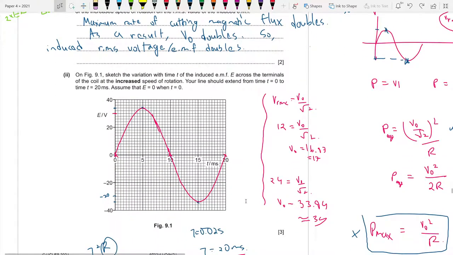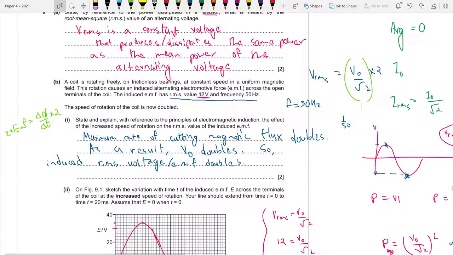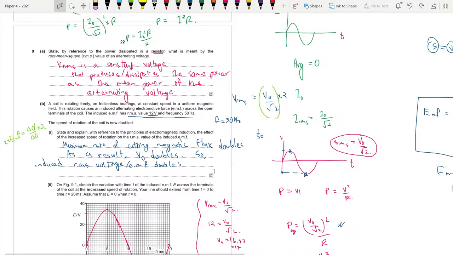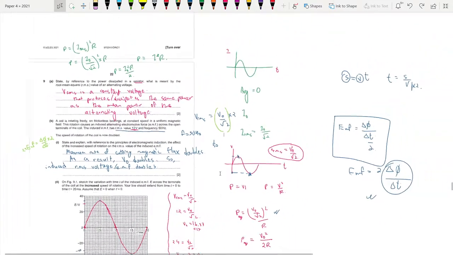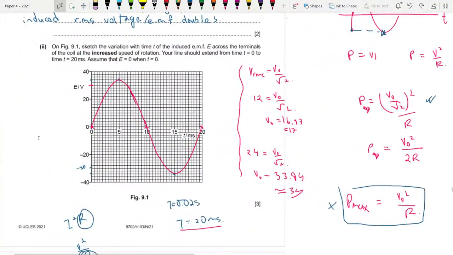On figure 9.1, sketch the variation with time t of the induced EMF across the terminals of the coil at the increased speed of rotation. Your line should extend from time 0 to time 20. Okay, so let's go for this. Initially, we had an RMS value of 12 and a frequency of 50.